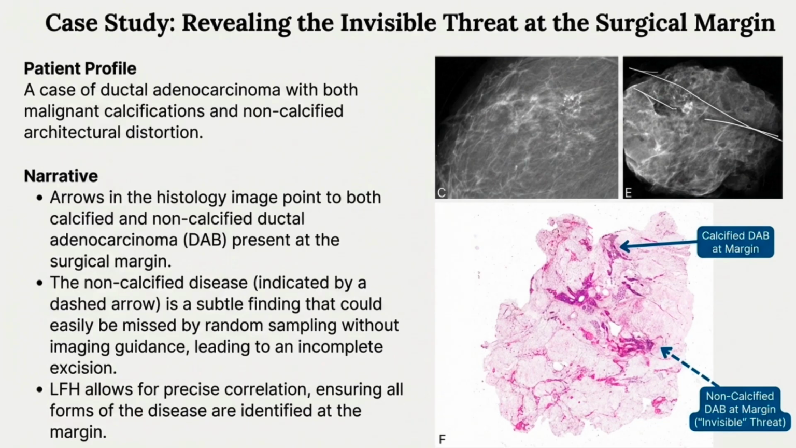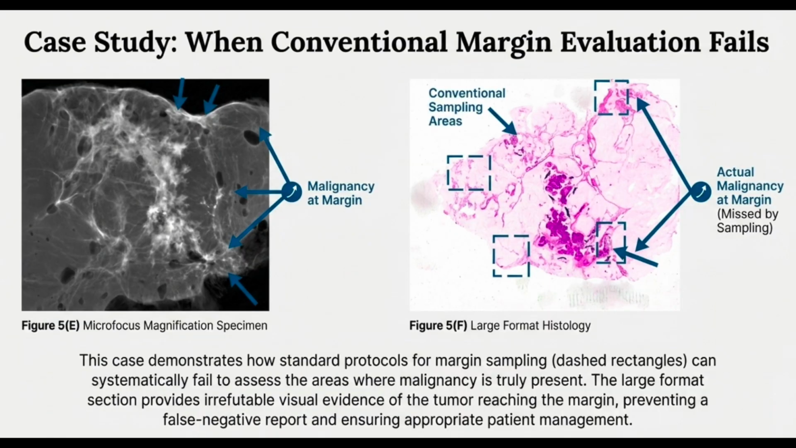And beyond just the clean margin, LFH seems to play a huge role in communication. We talked about the 3 key players: radiologist, surgeon, pathologist, needing to be on the same page. LFH is that common page. Right. By creating a single large format visual map of the disease, it makes interdisciplinary communication so much better.